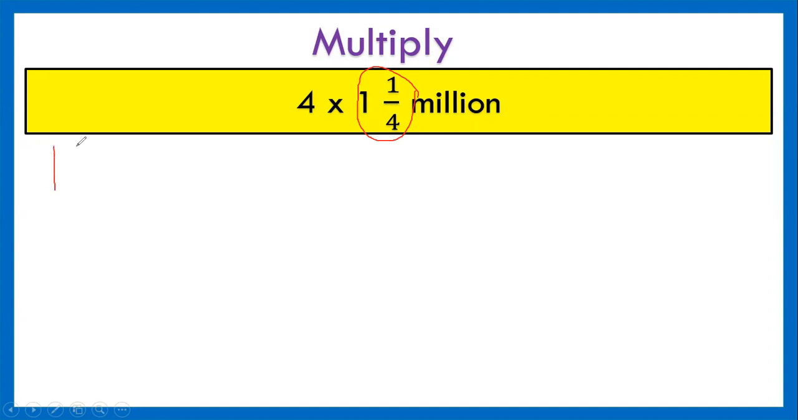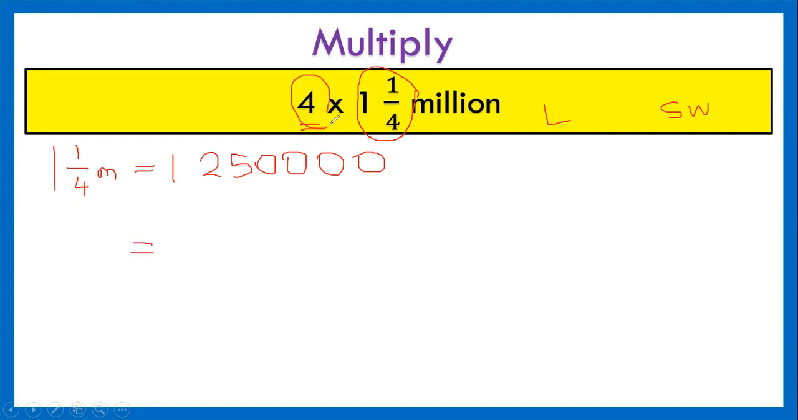What is 1¼ million? Now, quarter million, you already know it's 250,000. So, 1¼ means 1,250,000. And you have got to take this number and times with 4. For that, you can use various methods. One would be lattice, one would be standard written method, and so on. However, I would like to do this in a mental maths calculation.